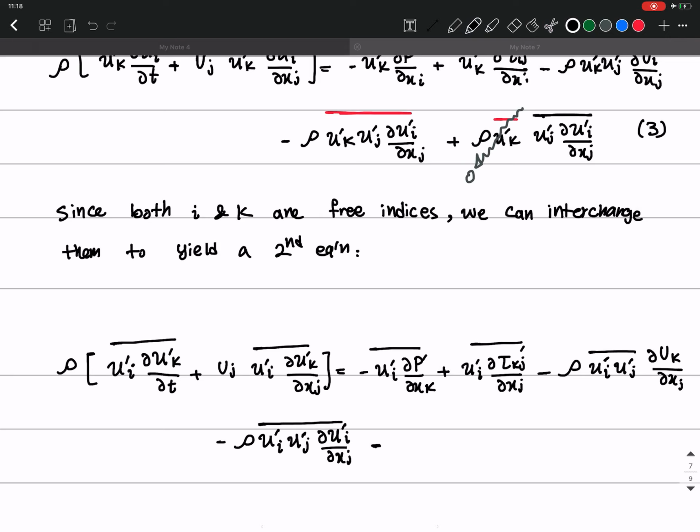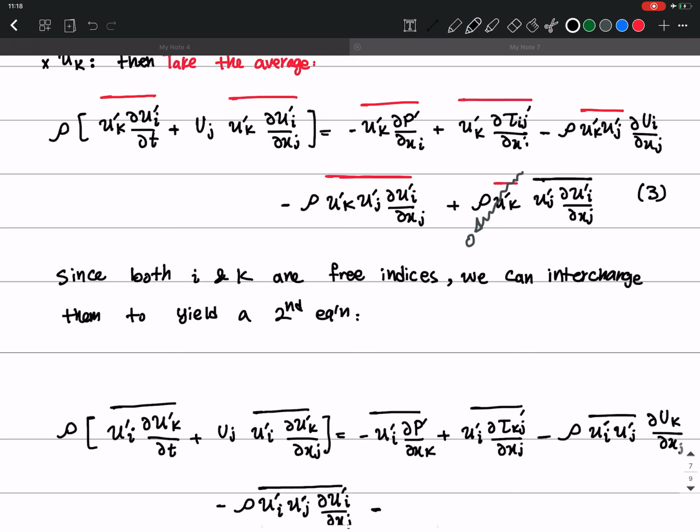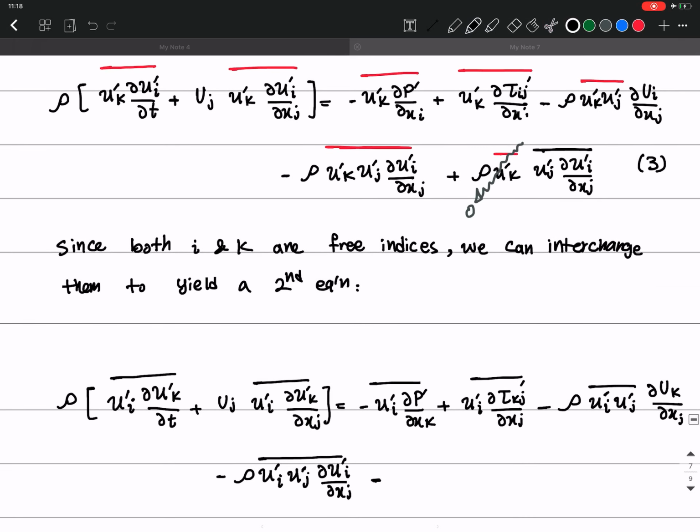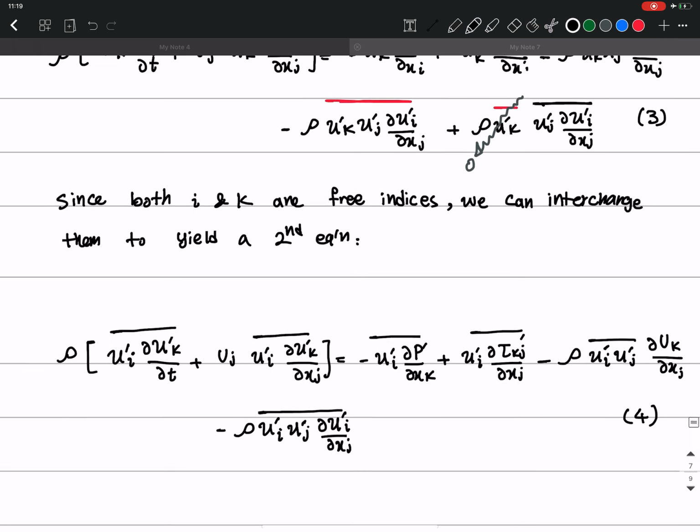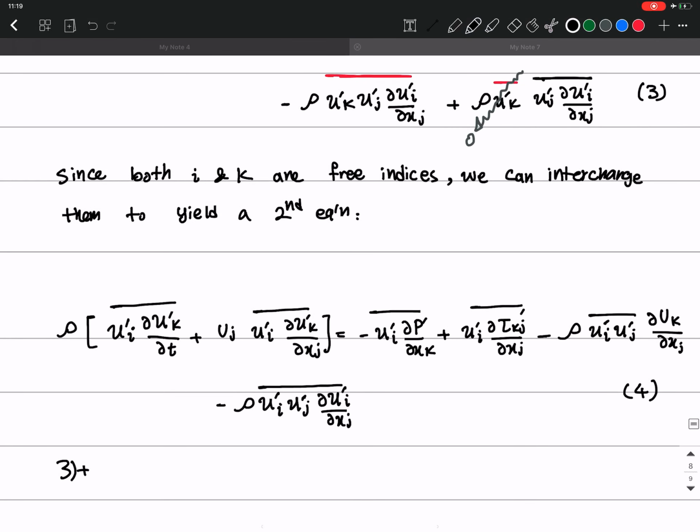And let me see. Yeah, I think this should be the number of the terms that we have, okay? So I named this equation 4. And now, interestingly, let's add equation 3 and 4 together to see what we are going to get.